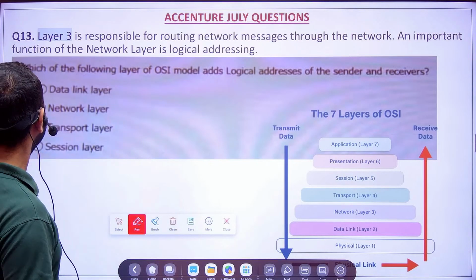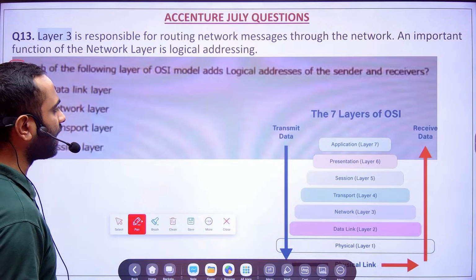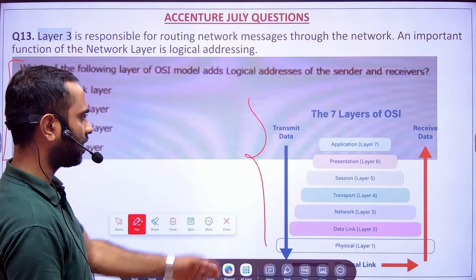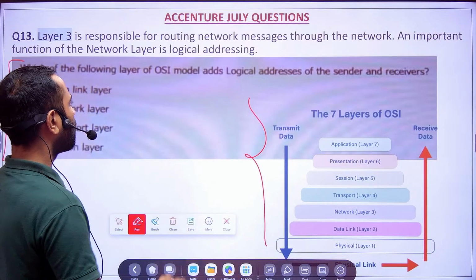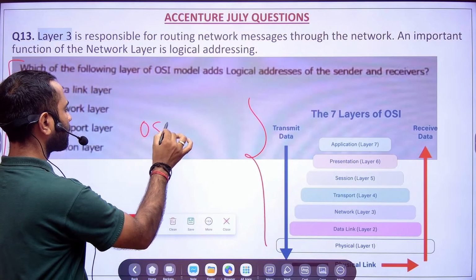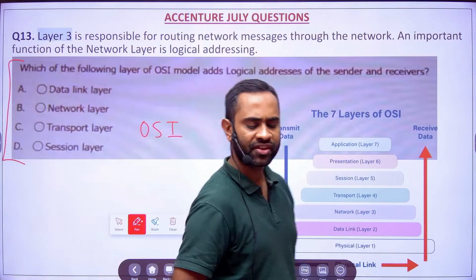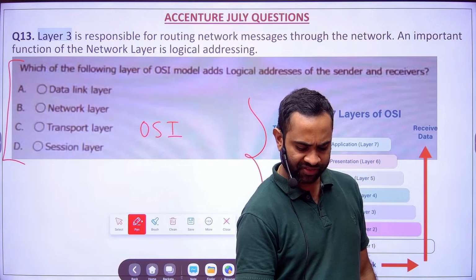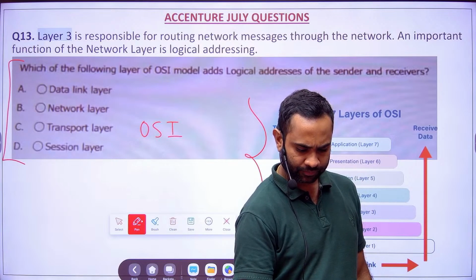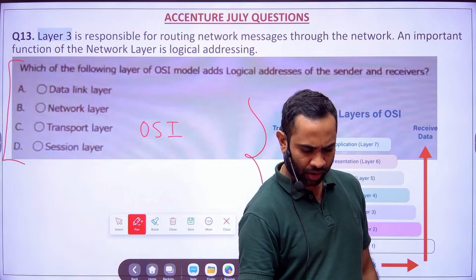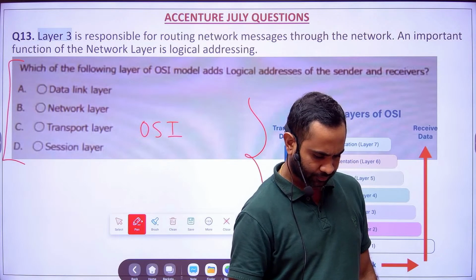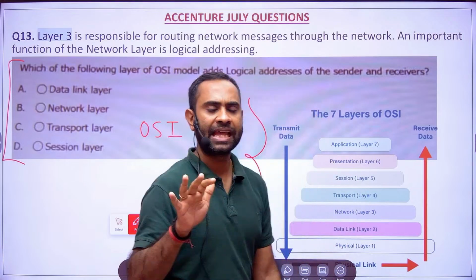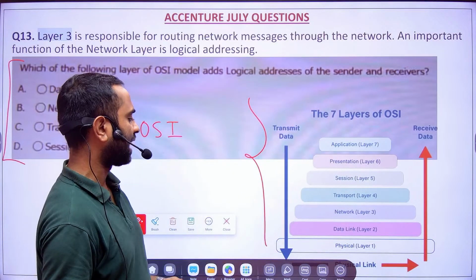Then they are asking question number 13, which is a networking question. In that also we will understand a bit of application, 7 layers of OSI. So what is the full form of OSI model? Open System Interconnection. They will be having 7 layers.